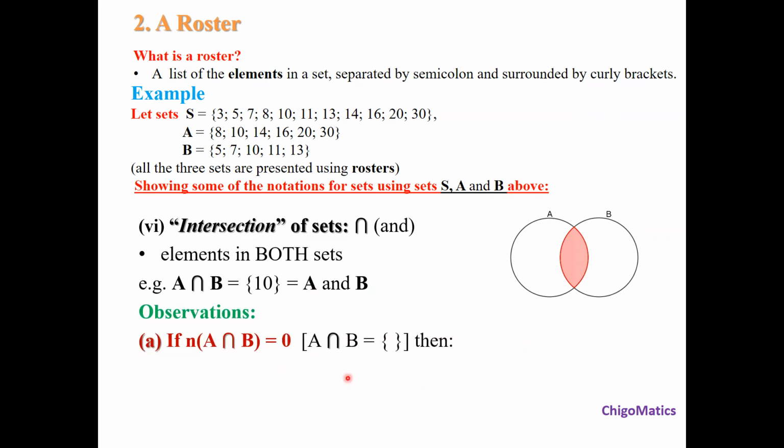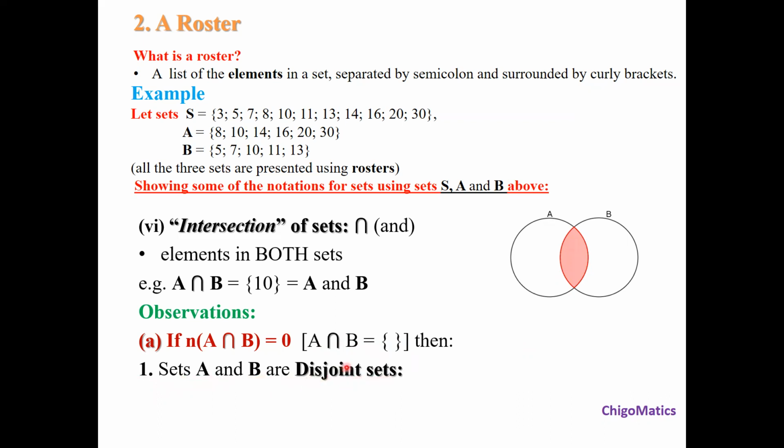Now let us make some observations. The observations come from the fact that when we talk of the intersection, what can happen? What about if we don't have an intersection? As observation number one, if the number of elements in A intersection B is equal to 0, that means there is nothing there. That means A intersection B is an empty set, so there is nothing common. Then we can safely conclude that sets A and B are disjoint sets.